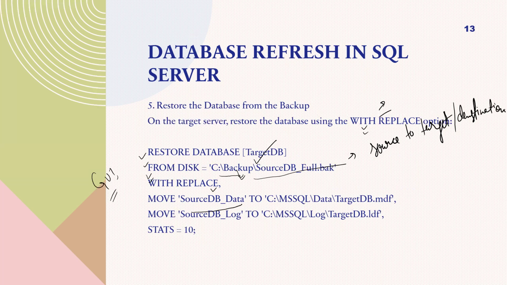This is the name of the data file, and this is the location where we want to move the data file. This is the source db_log, the log file, and these are the locations where we want to put the log file. And this is the STATS option we have given, so that we get results in batches of 10, like 10% completed, 20% completed, like this.